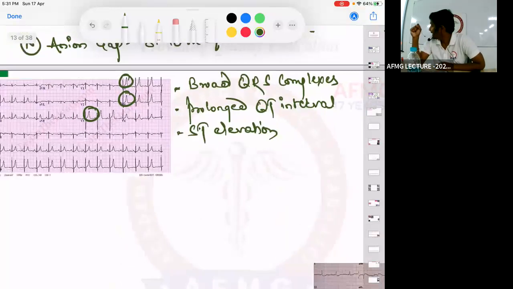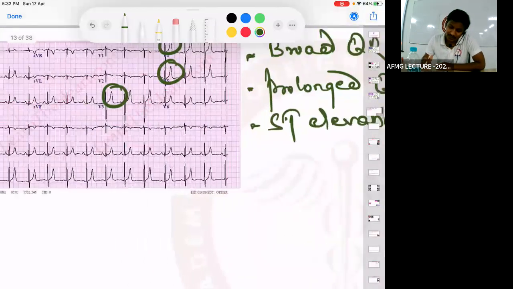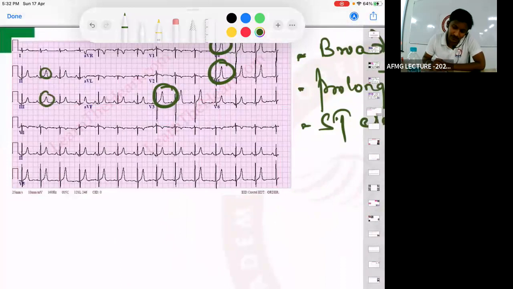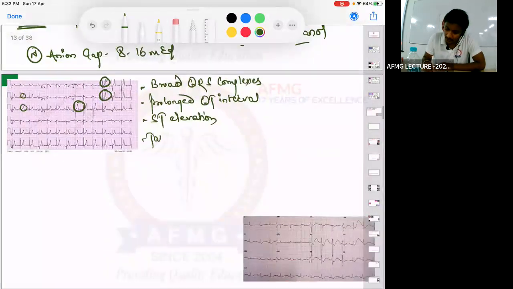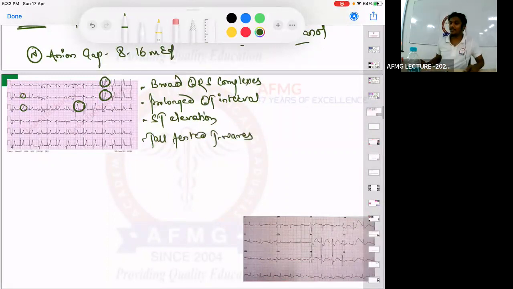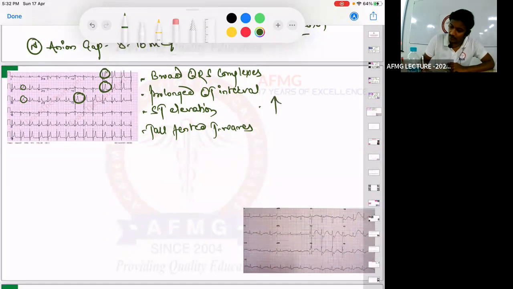यहाँ पे ECG is showing what? क्या दिख रहा है तुम्हें? In chest leads also, in the standard leads also, we can see the T waves are tall. So tall tented T waves दिख रहे हैं, right? There would be tall tented T waves. Along with that, there can be other features like broad QRS complexes, prolonged QT interval, and ST elevation. All of these features are seen in cases of hyperkalemia. These are seen in cases of increased level of serum potassium.